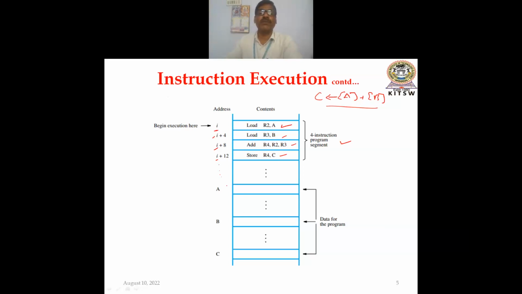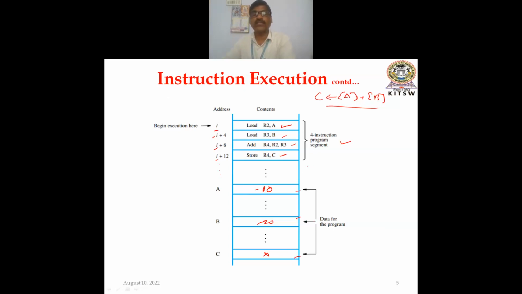Now this A and B are nothing but memory words. This is memory word A. The value of A is loaded here, for example, if you assume 10, the value 10 is loaded here. Like that, this is another memory word we have loaded with some value, and the result will be stored here. So the addition of A and B will be stored here. This is what we call the data for this particular program segment.